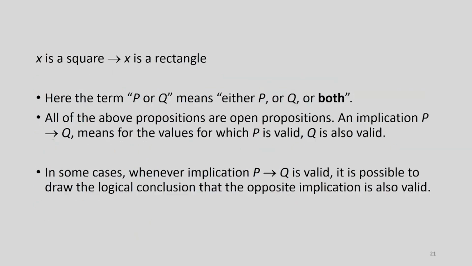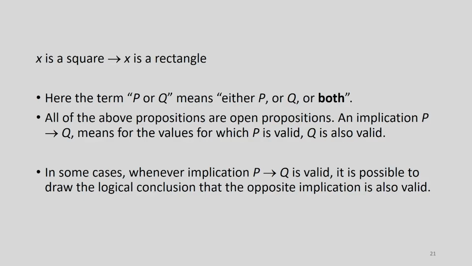Okay. Another example is given here. X here is a figure, geometric figure. X is a square implies that x is a rectangle. This basically invokes the idea that every square is a rectangle, right. A square is a rectangle, but it has some other properties which are not satisfied by rectangles in general. So, this is a special kind of rectangles.